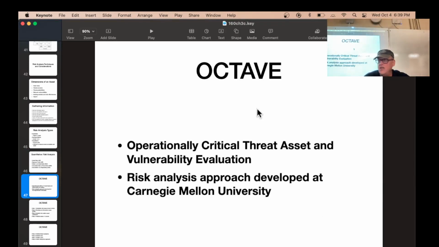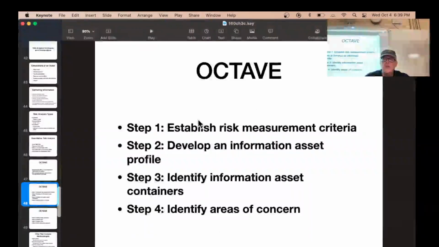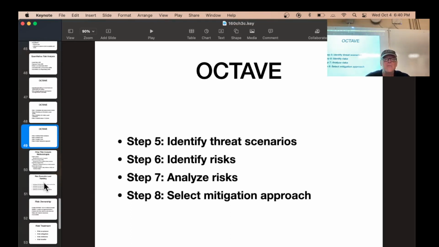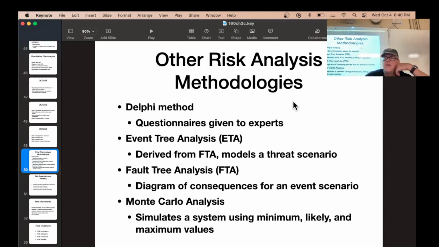So there are frameworks to use. Octave is one of them that has 8 pieces developed at Carnegie Mellon. So you establish risk measurement criteria, then an information asset profile. You identify the asset containers and areas of concern, and then you have threat scenarios, identify risks, analyze risks, and select mitigations. So like I said, there are many different frameworks, and they all do essentially the same thing, the risk analysis process. There's a Delphi method where you send questionnaires to experts to get expert opinions.